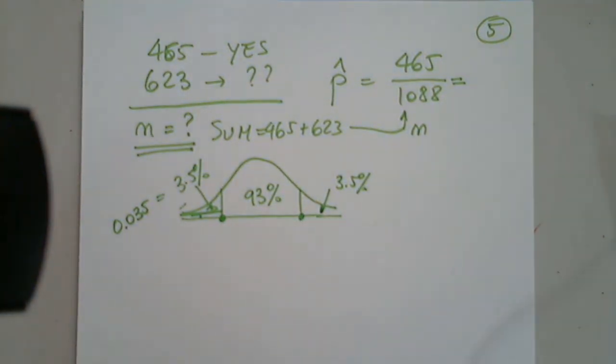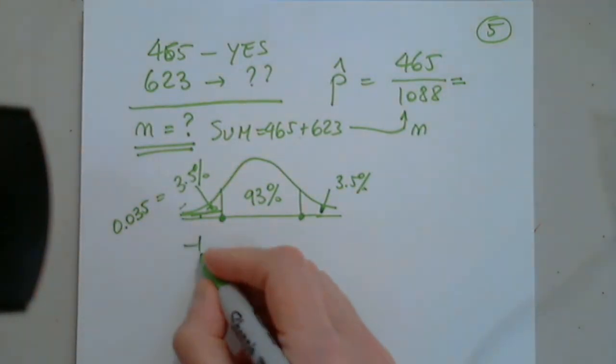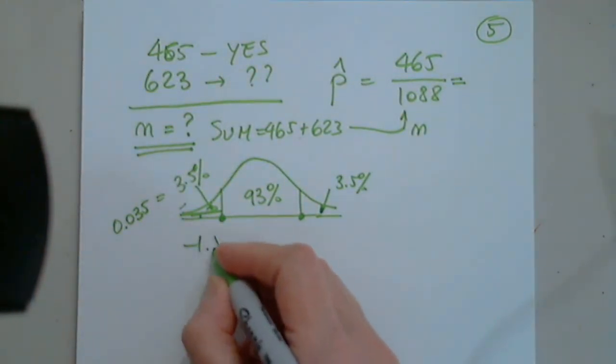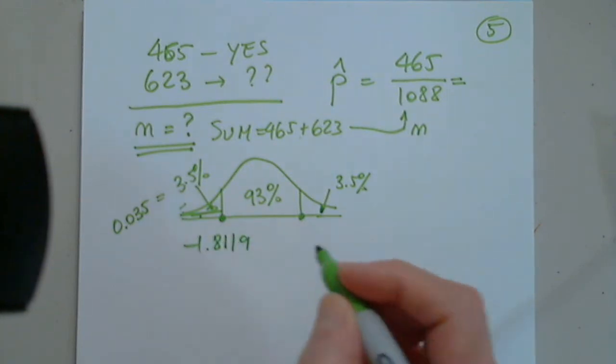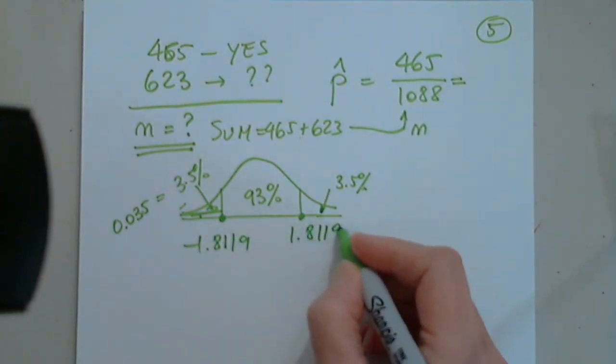So use inv norm. Okay. Can I copy that? Will that work? Okay. Yes. So this is 3.5. Okay. And that's it. Okay. So we have negative 1.8119. Of course, the other one is 1.8119.